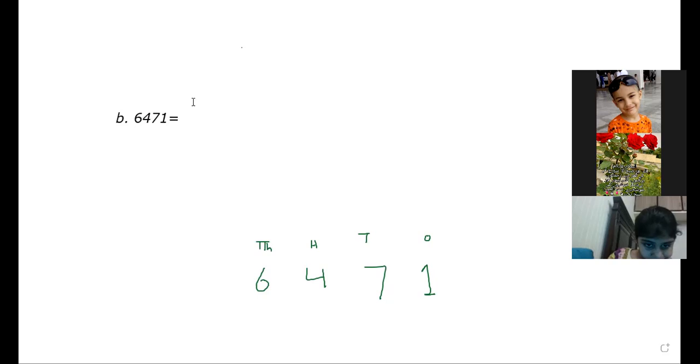So in this value, how many thousands do we have? We have 6,000. So I'm going to write 6,000. Now the turn of this 4, and it is standing on the hundreds place. So how many hundreds do I have? 4 hundreds.